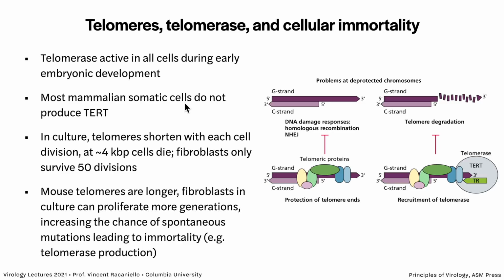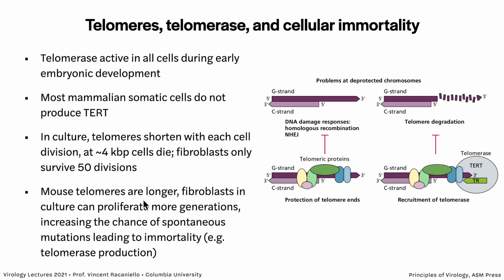So when you're born, the ends of your chromosomes are long. And as you age, they get shorter. And in culture, they shorten with each cell division. When they're about 4 kb long, the cells will die. So that's why cells in culture will not survive forever. They're mortal. In fact, fibroblasts will only survive about 50 divisions because the ends of the chromosomes get too short.